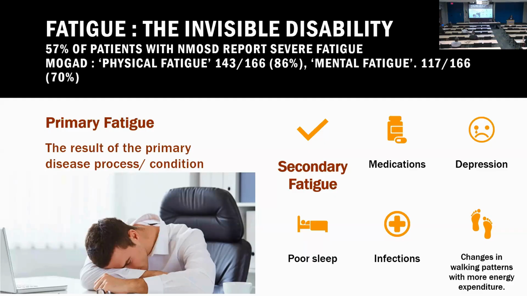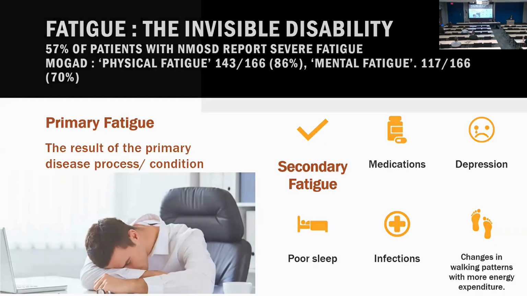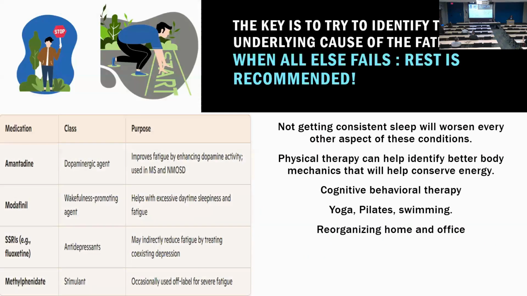There can be primary fatigue, which is the result of the disease process, but as Dr. Dumovic and Dr. Graves mentioned, secondary fatigue occurs because of various medications, depression, poor sleep, infections, or the fact that you're exerting a lot of effort during ambulation. The key point is to identify the underlying cause of the fatigue. When all else fails, rest is recommended. There is no FDA-approved medication for fatigue management.